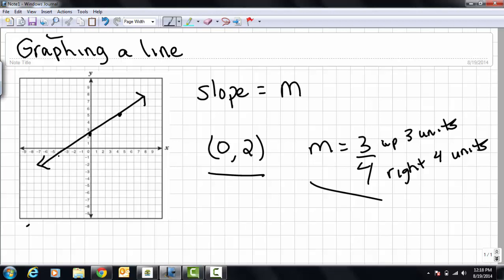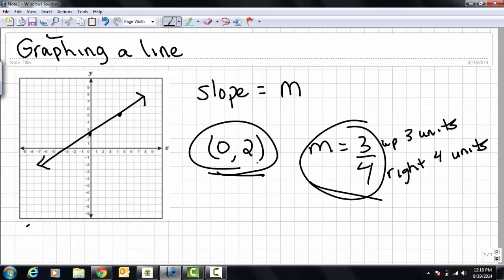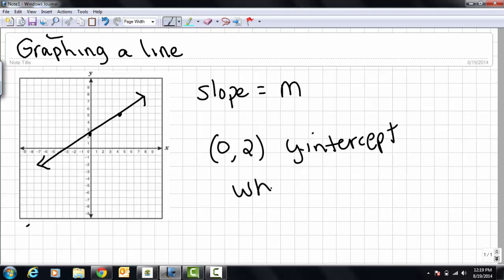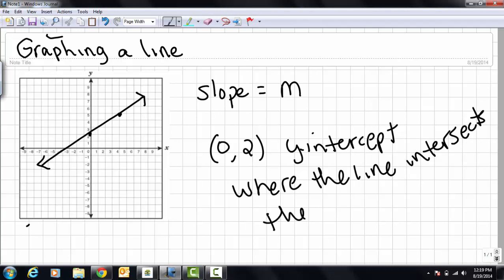And so there's only 2 things you need to graph a line. You need the slope and a point, or you just need 2 points. Now, what's special about the 0, 2? You're going to see a term called the y-intercept. And the y-intercept is a fancy term for where the line intersects or crosses the y-axis.